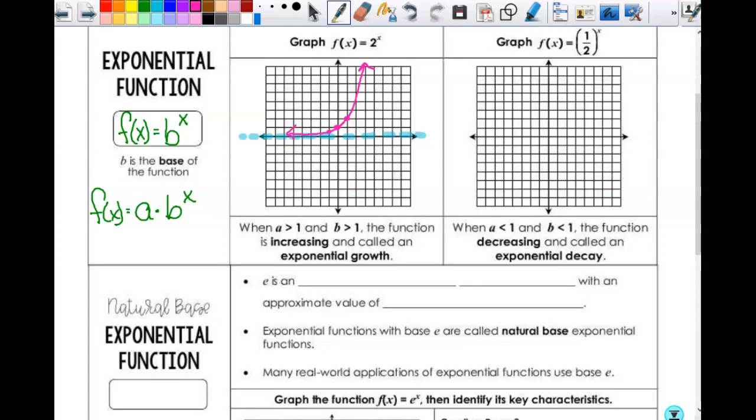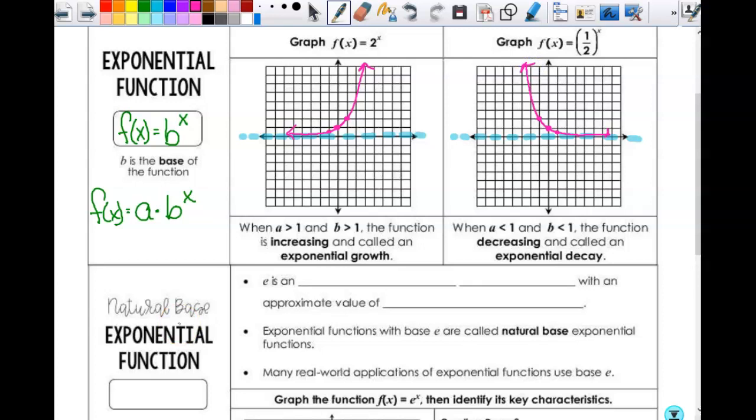So then when b is less than 1, that's our exponential decay. Well, when we're graphing this one here, when x is 0, what is y? 1. When x is 1, what is y? 1/2. When x is negative 1, what is y? 2. You don't know your basic exponent rules, I don't know what to tell you. And then the asymptote is there, and my graph looks like this. Okay. All right, so there's your exponential growth and your exponential decay.